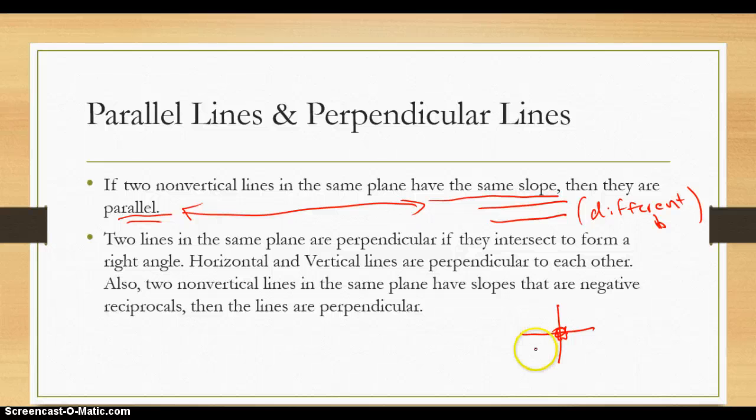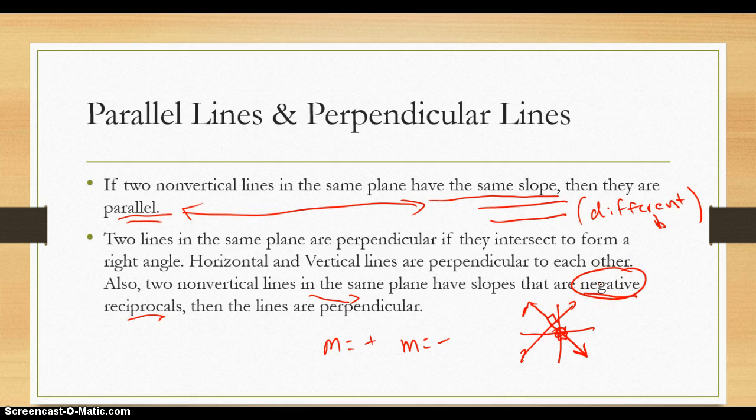Okay, but let's say one line went like this, and one line went like this. Obviously, they have to create 90-degree angles to be perpendicular. And how do we know it's a 90-degree angle? Because in the same plane, if the slopes are negative reciprocals, then the lines are perpendicular. So one slope must be positive and one slope must be negative because it's a negative reciprocal. So we'll work on that.